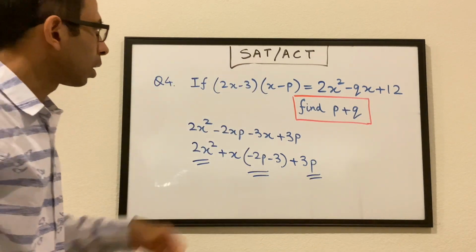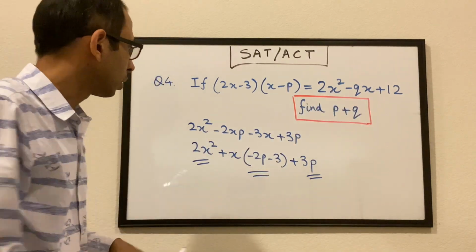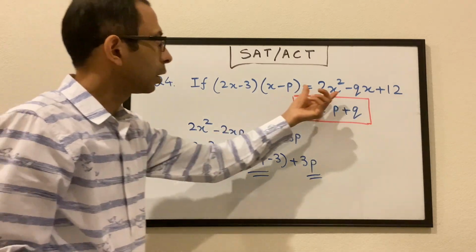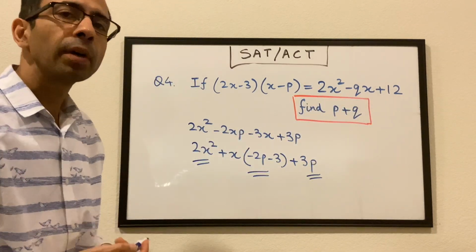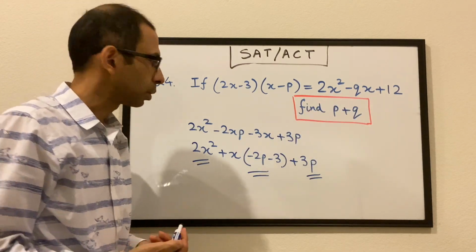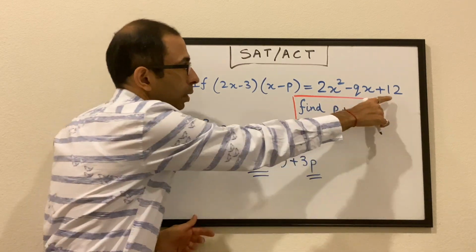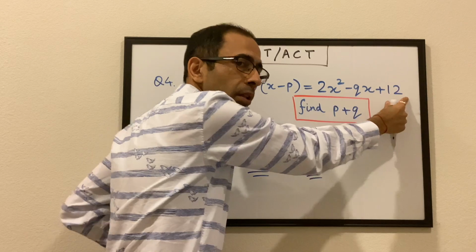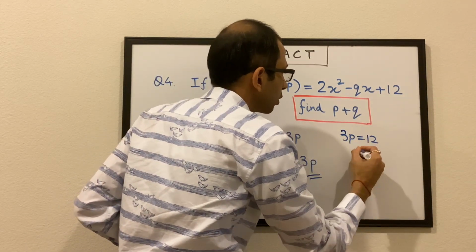Correct? Now if this is equal to the right side, then as I mentioned, each of the respective terms have to be equal. Now 2x square is already equal to 2x square, but the x term should also be equal. Let's find the values of each of them, p and q, and then we can add them to get the value of p plus q. And the easiest one is the constant. 3p has to be equal to 12 because that's the only constant term on the left side, and that's the only constant term on the right side. So we say 3p is equal to 12, which gives us p is equal to 4.